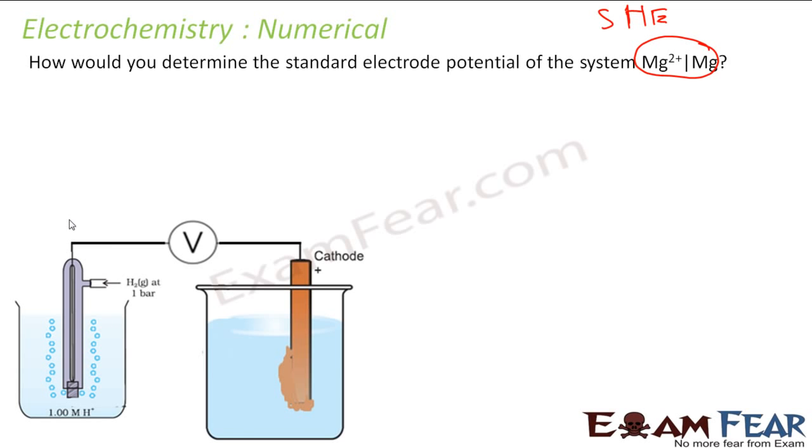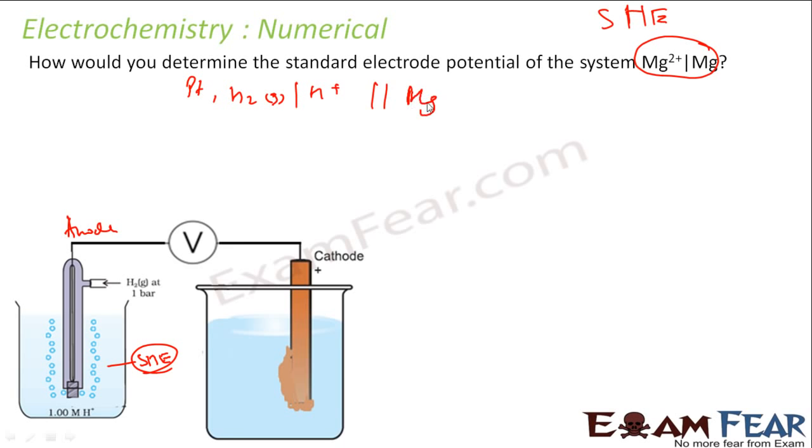We'll keep this as anode as per convention, and this will be the cathode, right? We'll take a 1 molar solution. This is SHE, which has E as 0, and this we have to find. So this reaction I can write as: platinum, hydrogen gas is oxidized to H+, and here my Mg2+ will become Mg. Correct?